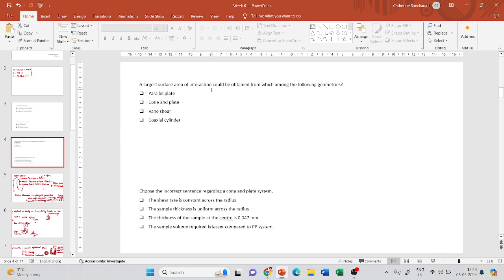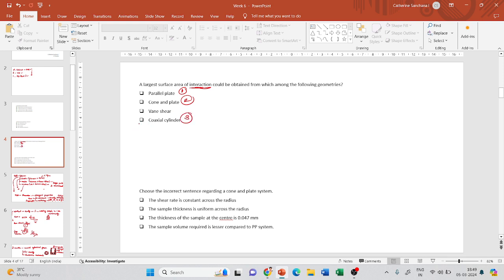A large surface area of interaction, that is what I said about the movable portion, that is where the interaction happens, could be obtained from which among the following geometries? We saw that parallel plate has the least contact, then comes the cone and plate geometry, and then comes the coaxial cylinder.